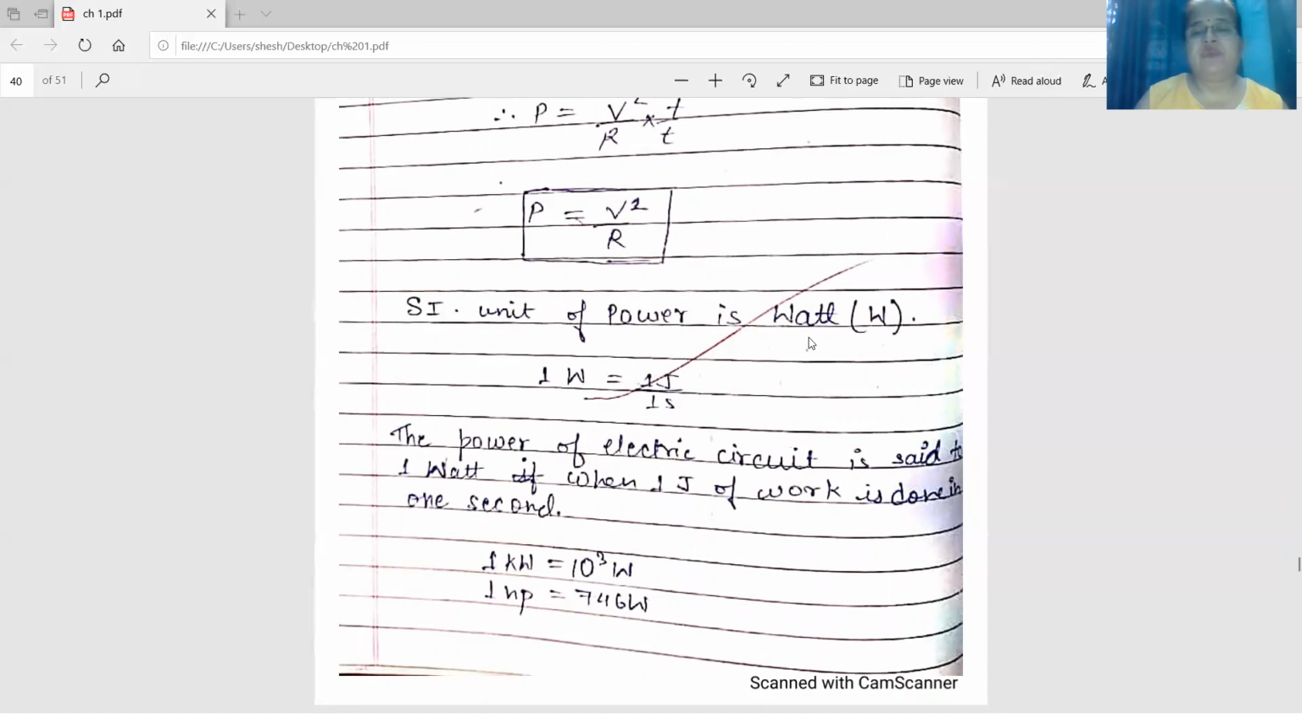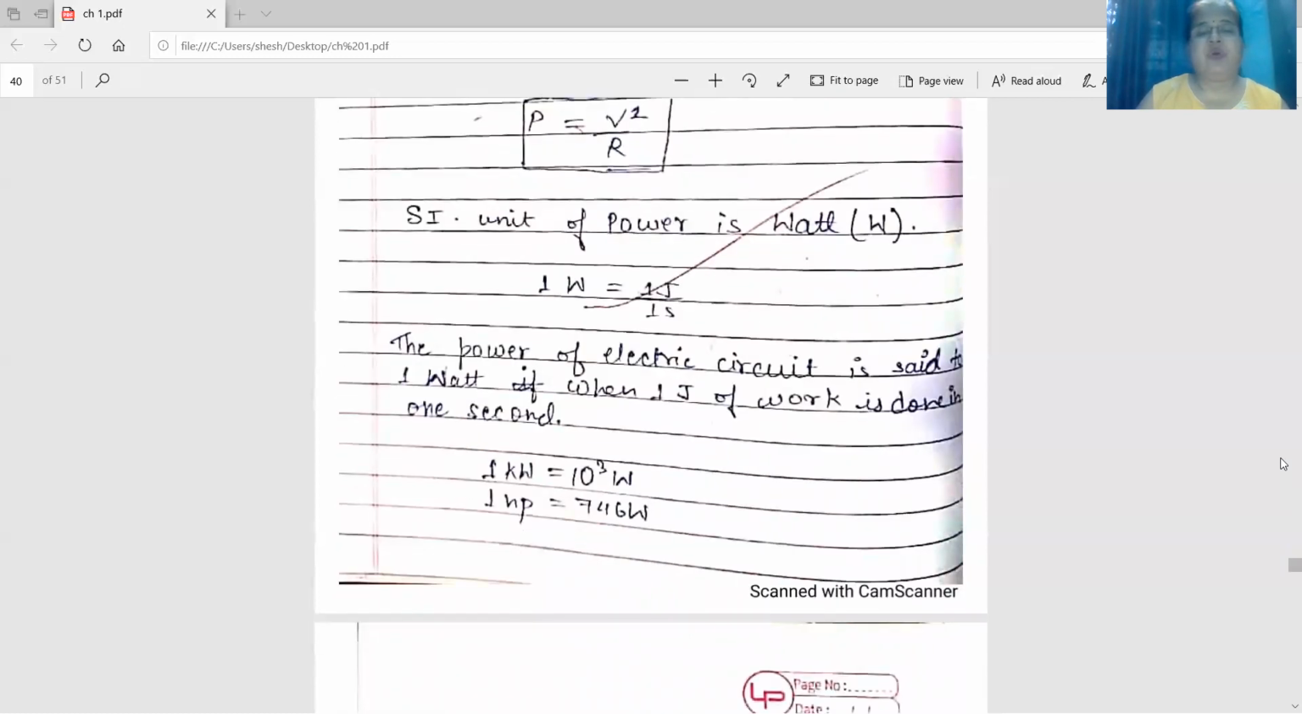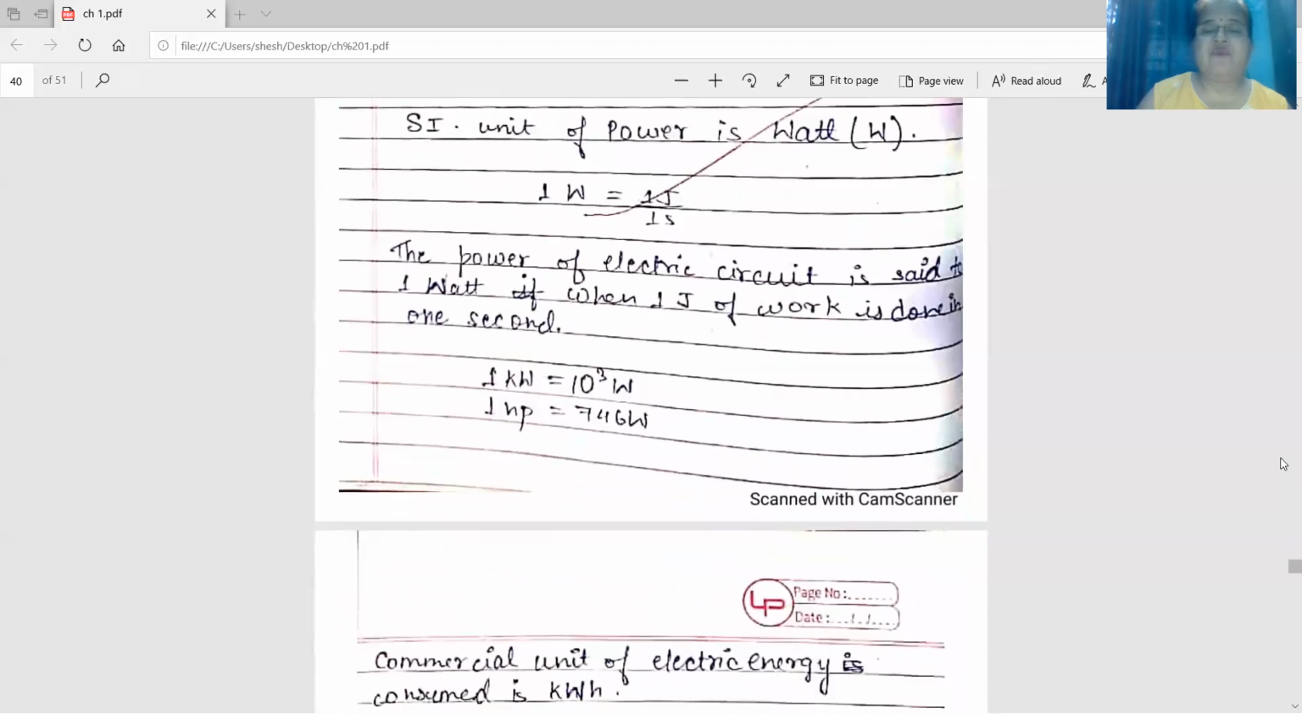Define 1 watt. You will get this question in 1 mark. The power of an electric circuit is said to be 1 watt when 1 joule of work is done in 1 second. I am repeating again. The power of an electric circuit is said to be 1 watt when 1 joule of work is done in 1 second.